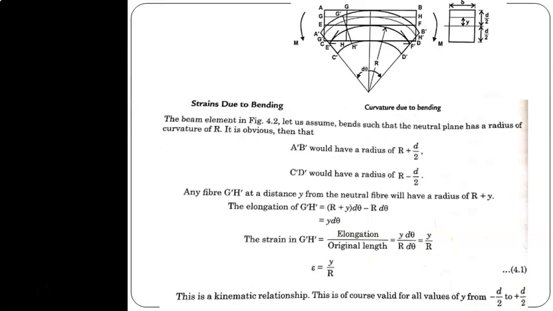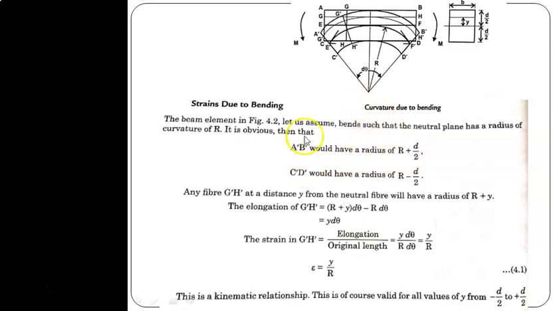So this is curvature due to bending. For the beam element, let us see first the strain due to bending. In the beam element, Figure 4.2, let us assume it bends such that the neutral plane has a radius of curvature r. It is obvious that A' B' would have a radius of r plus d by 2.